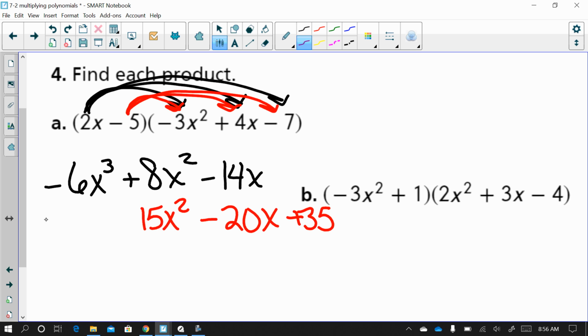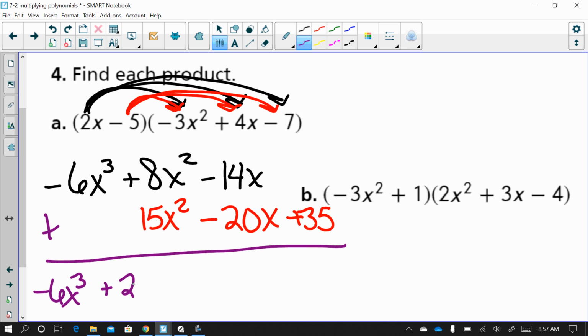From here, all you've got to do is add straight up and down. So negative 6x cubed. 8 plus 15 is 23. Notice they're both negative, so it's going to be negative 34x plus 35. Again, try the next one.